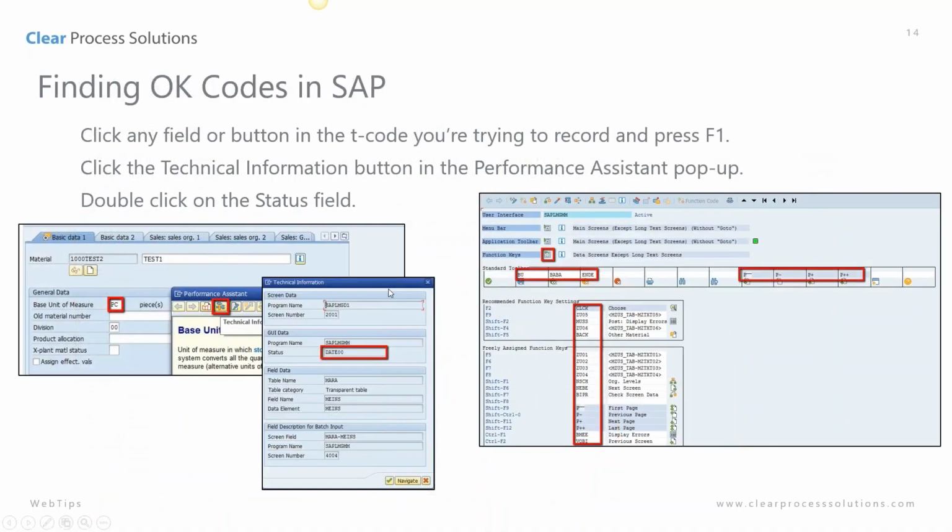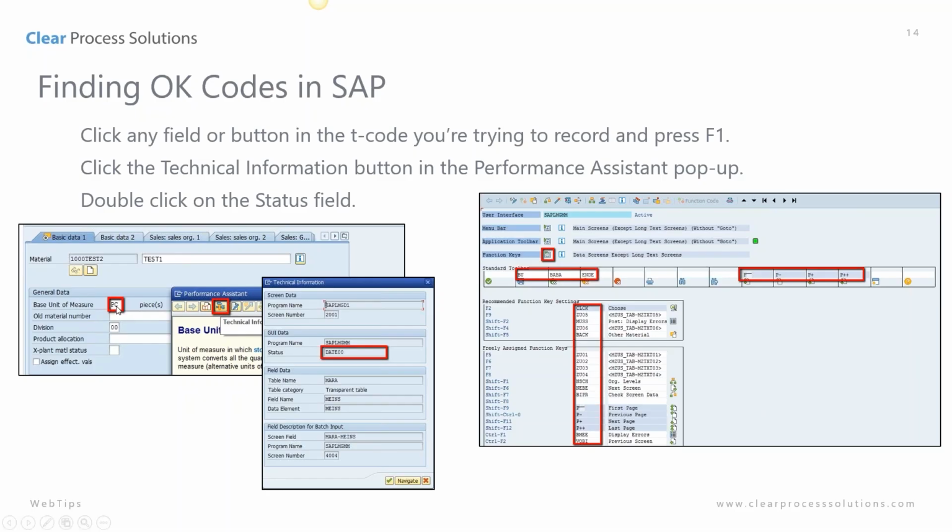So let's continue on to talk about OK codes. OK codes are an SAP mechanism to move us from screen to screen. So anytime you have a question about an OK code, you can always go into SAP and use your tool wrench inside your F1 help to find out more information about a field or a button, or for that matter, any of the fields that are function keys on your screen. You can also pull those up. So this is just a way to show you how to get those OK codes.